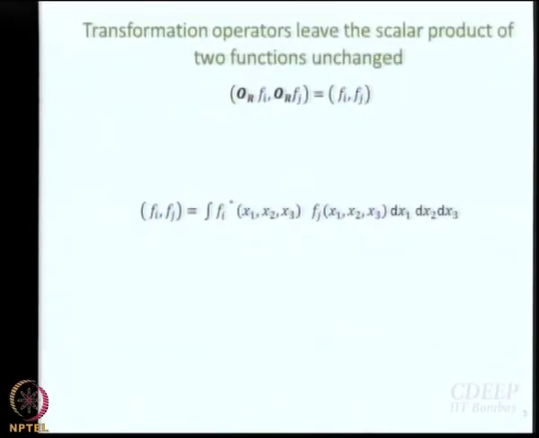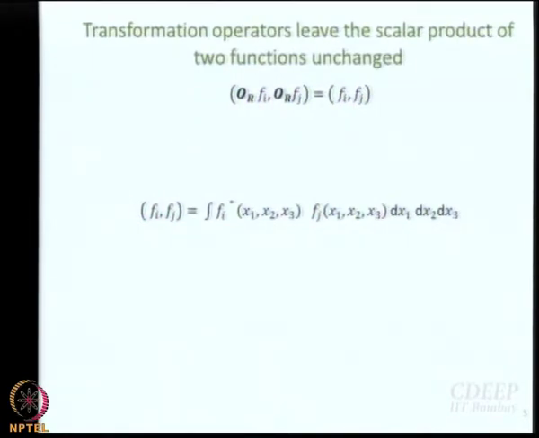Now, with that background, let us study 3 or 4 properties of the transformation operators. The first, and once again we are going to use this in a later discussion. The first property is that the transformation operators leave the scalar product of 2 functions unchanged.